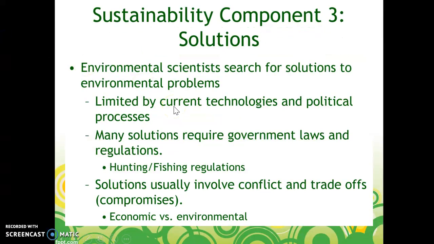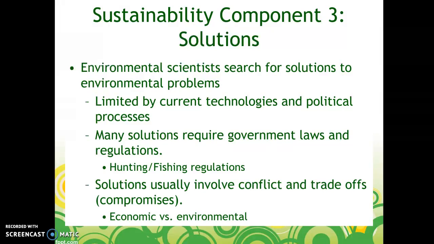Our last component is that environmental scientists are constantly searching for solutions to environmental problems. Our solutions are limited by current technologies and political processes, and a lot of the solutions that our scientists come up with require government laws and regulations. So, for example, hey, we're depleting our fisheries. This species is close to going extinct. That means we have to put forth a law that says, hey, there's a fishing ban or a fishing restriction on this species, and then you have to enforce them.